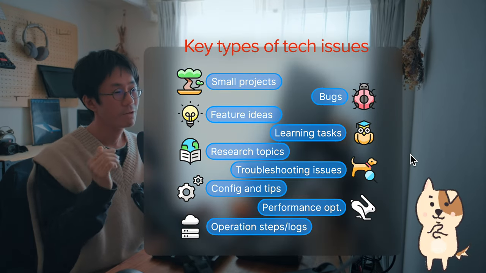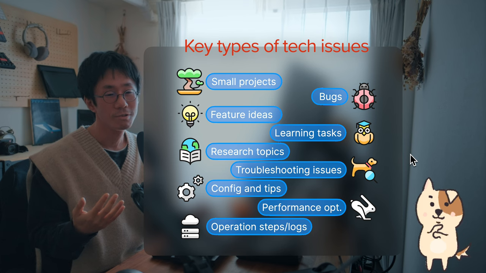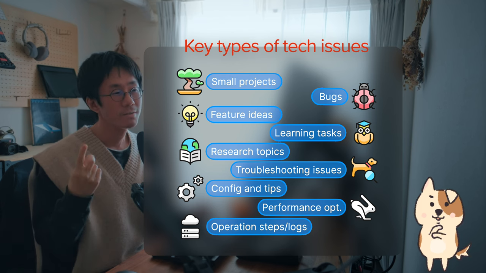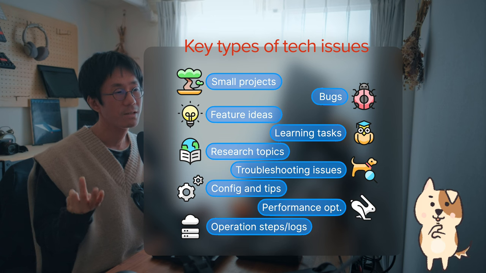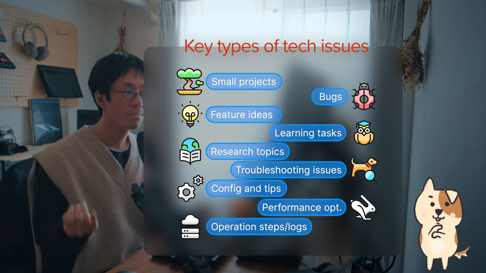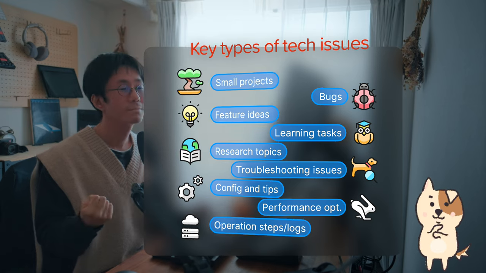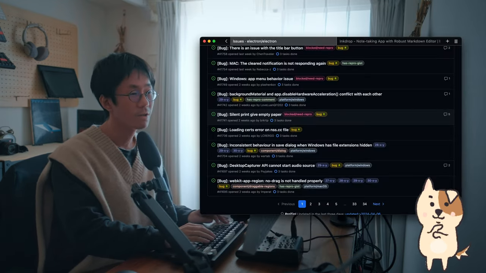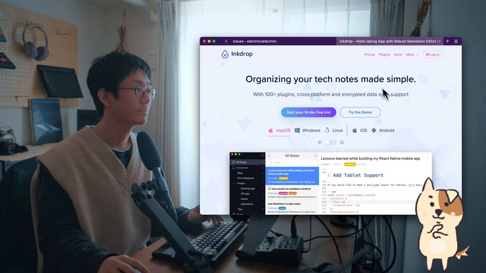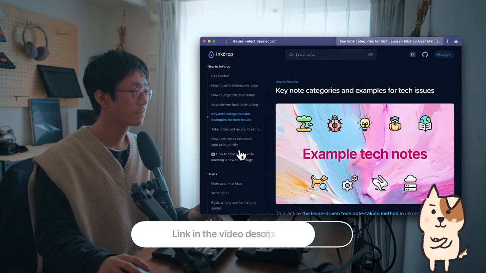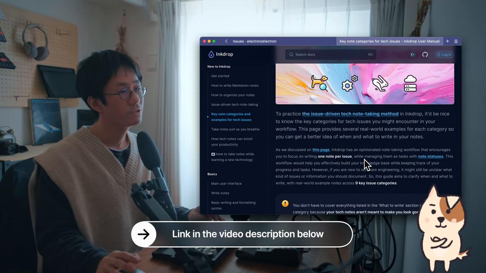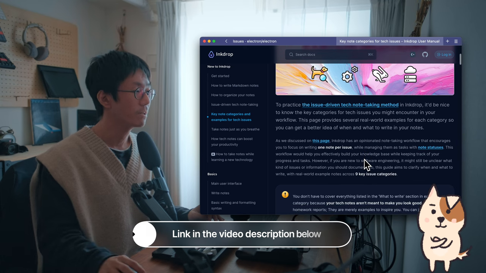Great question. Here are some of the key types of issues where taking notes would be helpful for your engineering workflow: small projects, bugs, feature ideas, learning tasks, research topics, troubleshooting issues, configuration and tips, performance optimization, and operation procedures or logs. I've published my real-world notes as an example on the documentation. So let me show you. Here. So you can refer to them while watching this tutorial.